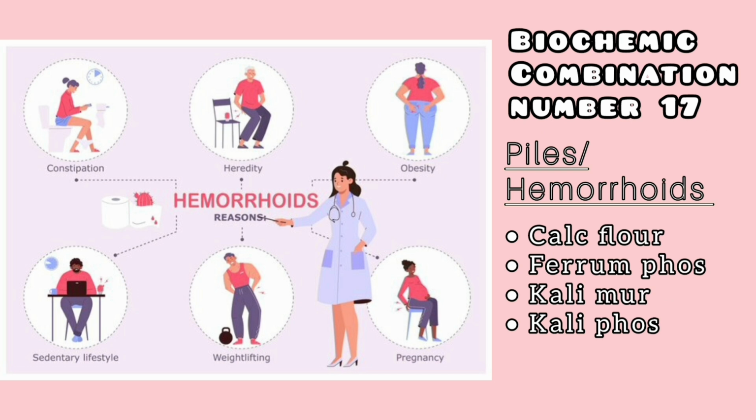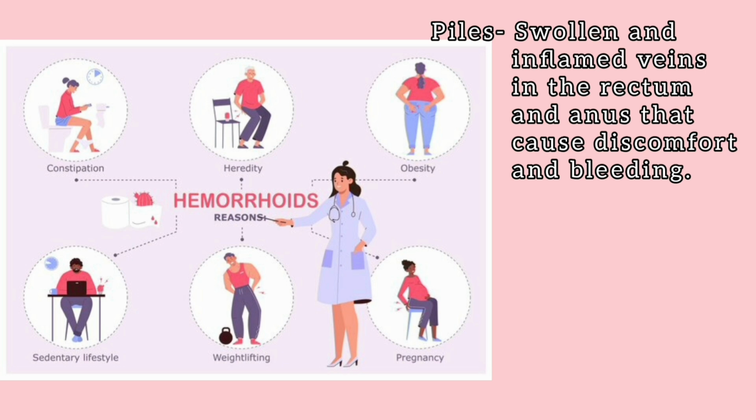Biochemic combination number 17, piles or hemorrhoids: Calcarea fluor, Ferrum phos, Kali mur, Kali phos. Piles are swollen and inflamed veins in the rectum and anus that cause discomfort and bleeding.